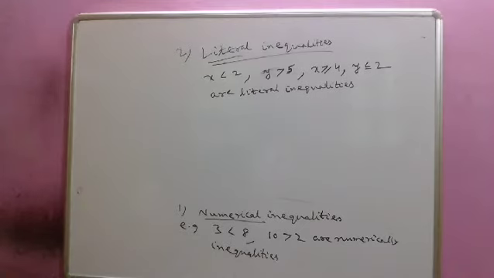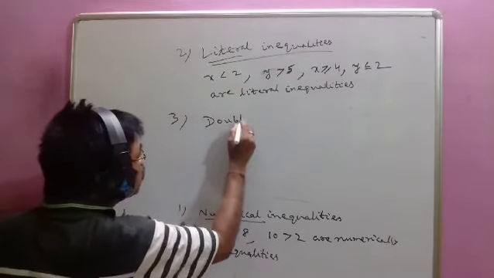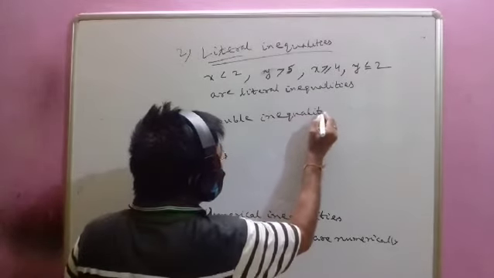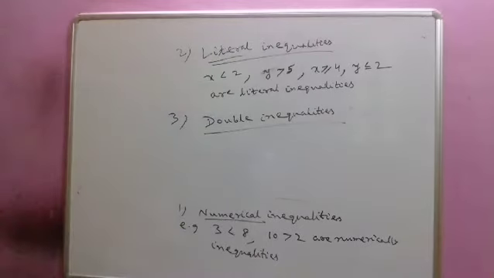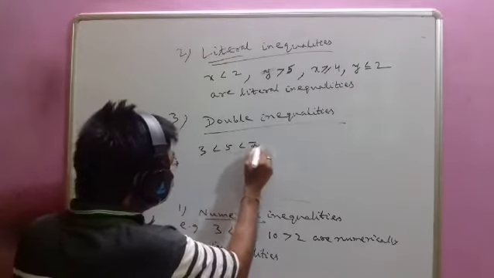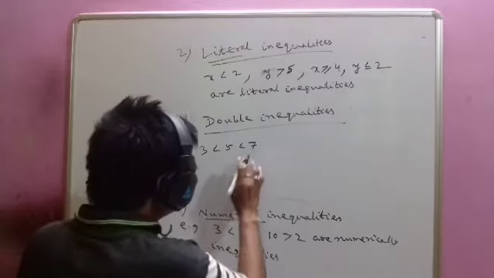Then write number 3, double inequalities. Let us write some examples. Suppose I am writing 3 less than 5 less than 7. This is read as 5 greater than 3 and less than 7.